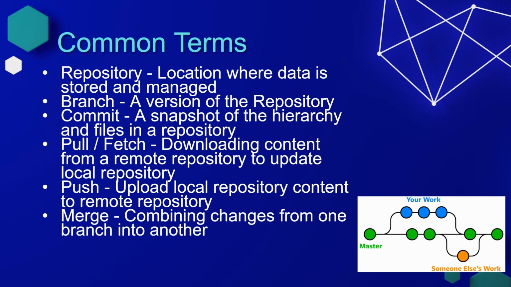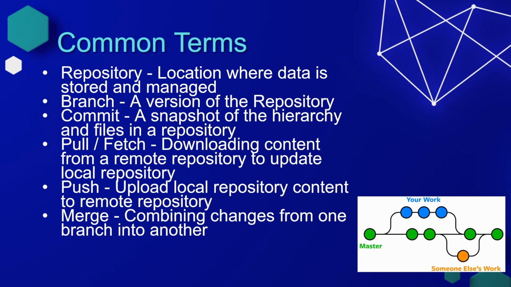A branch is a version of the repository, and in most projects, you'll have a main branch, and then each team or each person will have their own branch or multiple branches where they're working on independent features. A commit is a snapshot of the hierarchy and files within a repository, and it's good to remember that you can revert the project back to any previous commit. So again, make sure that you're only committing when you have things working stable.